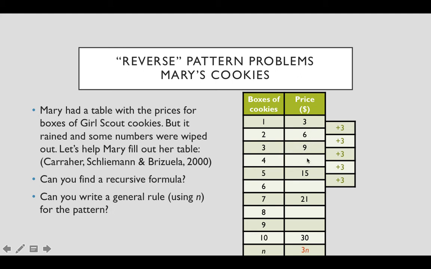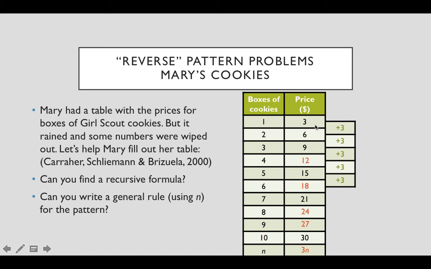So with that in mind, I should be able to figure out that with 4 boxes of cookies there is 12. 5 is 15. 6 should give me 18. 7 is 21. 8 should give me 24. And 9 should give me 27. 10 we know is 30. And here we can see that the closed formula should be 3 times whatever n is. Right? 1 times 3, 2 times 3, 3 times 3, 4 times 3.